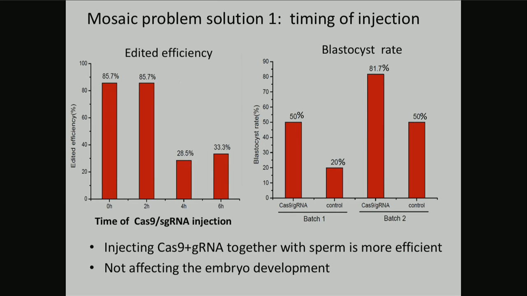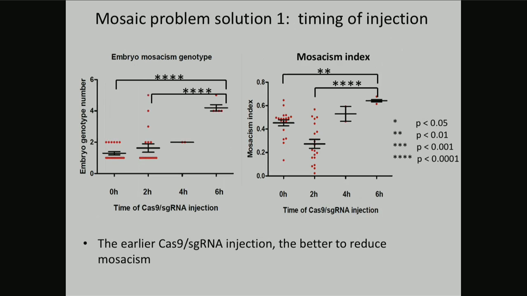We tried to solve this problem, first by timing of injection. We could inject CRISPR-Cas9 about 6 hours after ICSI, or together with the sperm. Injecting with the sperm is more efficient. This is the monkey result. The monkey embryo can develop to the blastocyst stage, which is healthy, so we evaluated how many embryos could develop to blastocyst, meaning the healthy ones. CRISPR-Cas9 doesn't seem to affect embryo development much. And the earlier the injection, the better for reducing mosaicism.